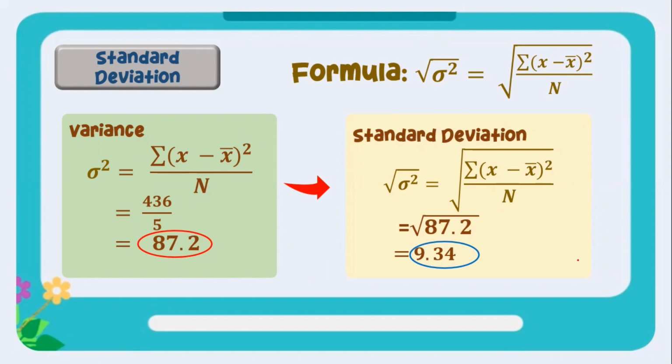So we only have to use the formula: the square root of the variance is equal to the square root of the summation of the square deviations from the mean over n. Since we already have the value of our variance, we don't need the step-by-step form of the computation. We can just simply substitute the value of our variance, which is 87.2. So we get the square root of that, and that's equal to 9.34. So that is now our standard deviation.